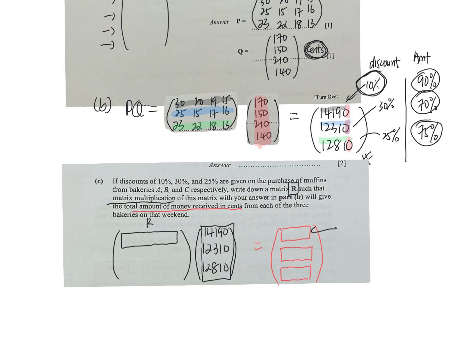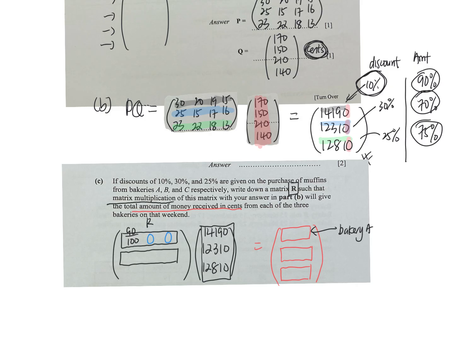And the first entry must be for bakery A. I don't want to add in the B's and the C's. So my gut feel is these 2 must be 0, so that when this multiplies with this, I don't calculate this in. I also don't calculate this in. I only want to find out this amount and I want 90% of it. So this is the value that should go in this box. Okay? 90%.